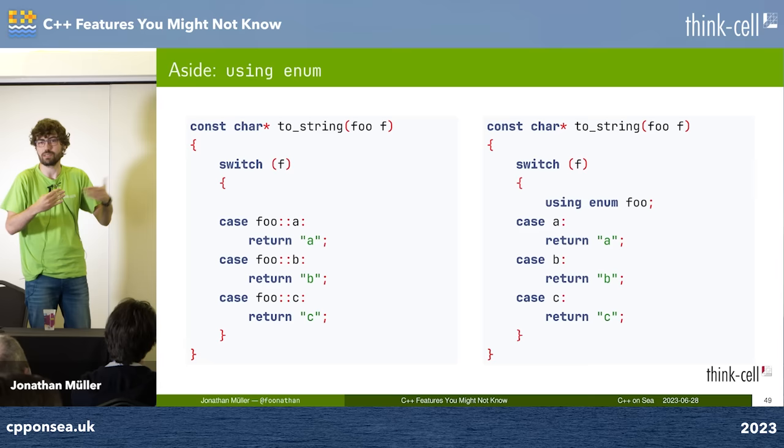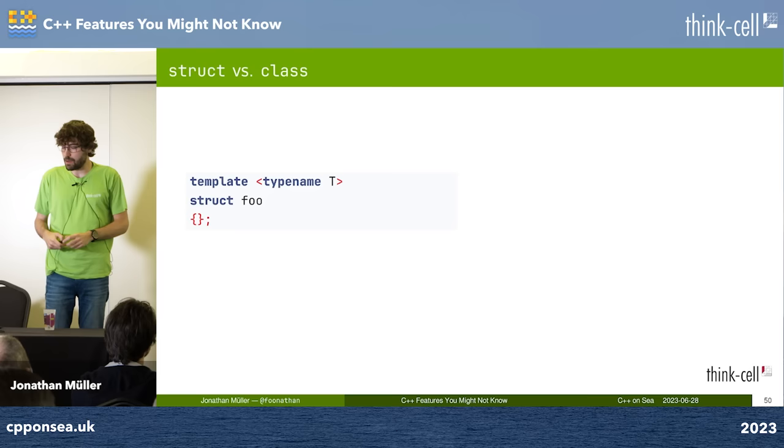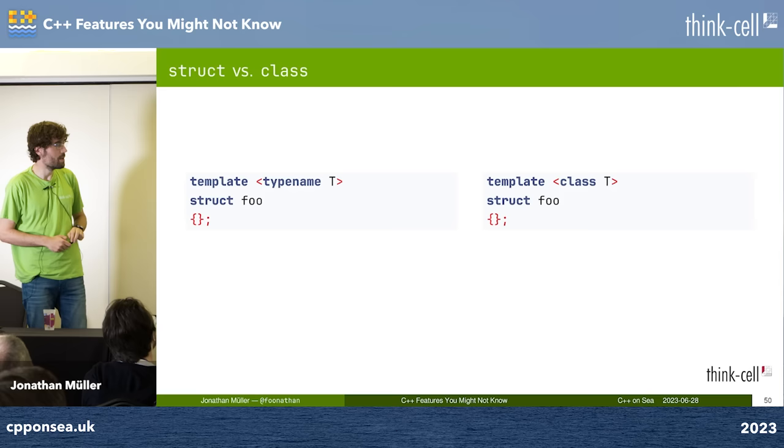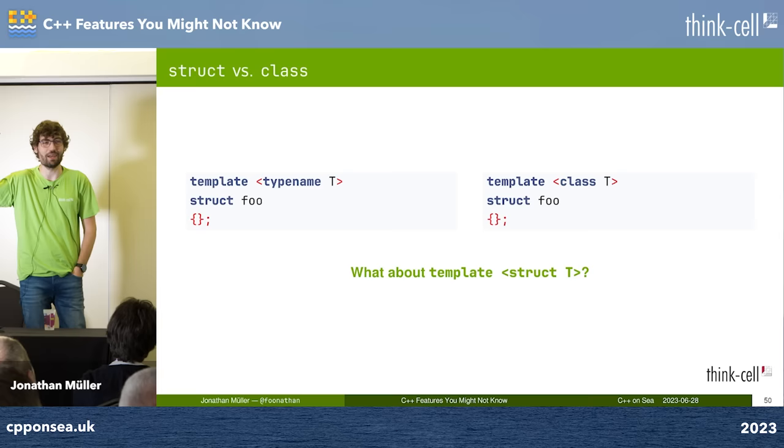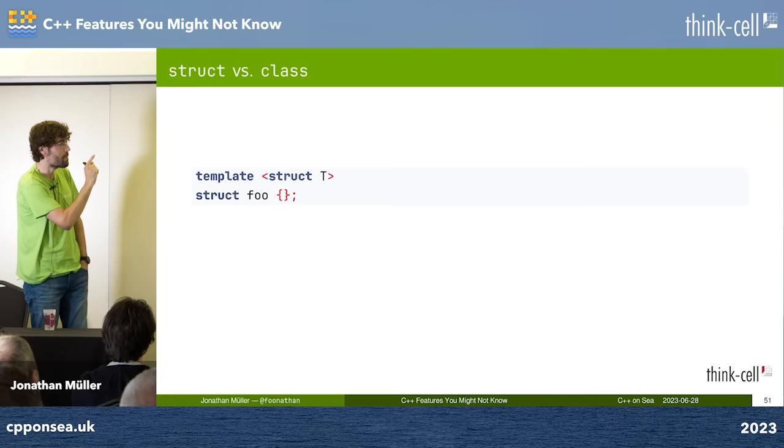This is not why they're there. So we've got a template parameter that takes a typename or a class, and this is identical. What about struct T? Can you also write template struct T? Who thinks you can use template struct T? Okay, we've got a very careful Matt and a couple other people. And yes, this compiles. The question is, how do you instantiate it?